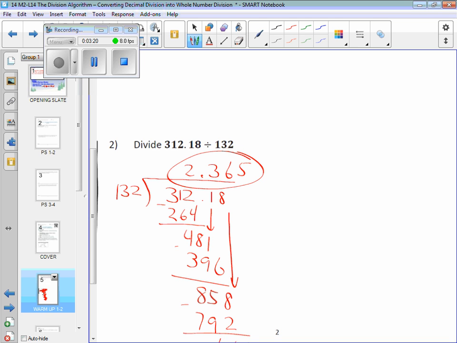Did I tell you guys to try this at home last night? Yeah. Did you get it right? Yeah. Okay. The digits are exactly the same as it was in example 1. The location of the decimal should be different.